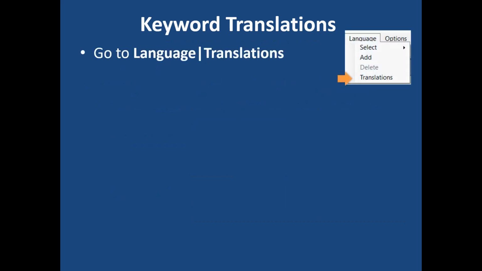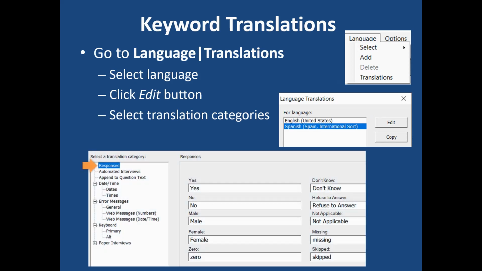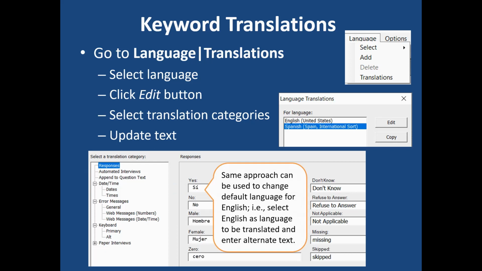For system keywords such as don't know, refused, or next question, go to Language Translations, select Language, and click the Edit button. Select Translation Categories, and then update text from the default language to the new language. Note that the same approach can be used to change the default language for English, that is, select English as the language to be translated and enter alternate text. For example, you might change refuse to answer to decline.